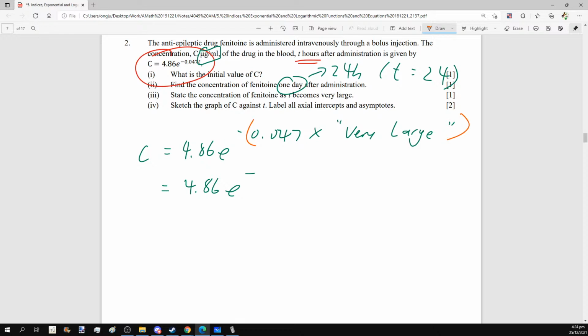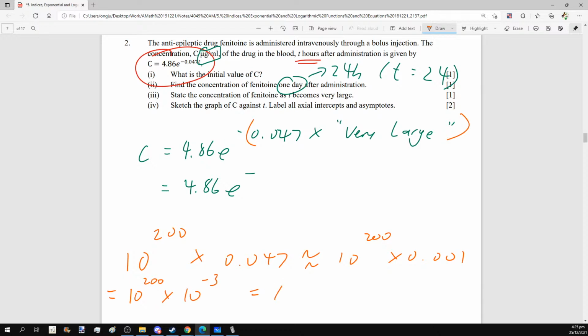So in this case, when I'm multiplying by 0.047, the impact will be very minimal. Let's say I give you 10 to the power of 200 multiplied by 0.047. Even if we rounded this off to 10 to the power of 200 multiplied by 0.001, and this is a very lousy round off, of course, this is cheating myself, like I'm scamming myself. Even if we did something like this, using our standard form from EMath, we see that the final answer, 10 to the power of 197, is still very large.